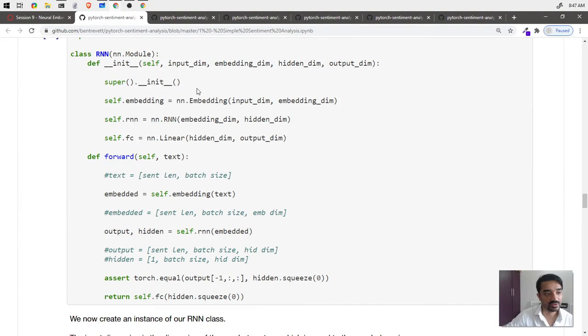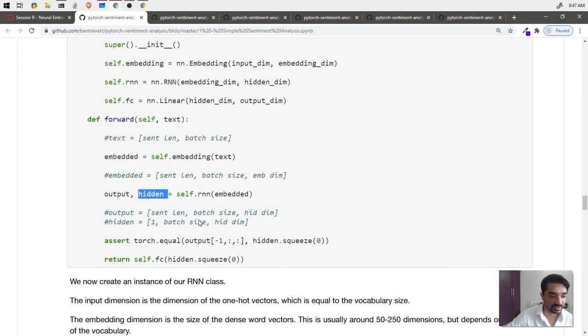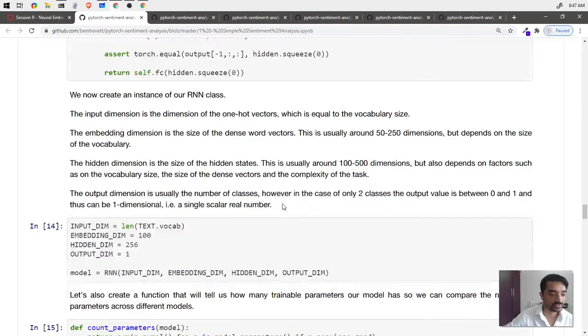This is the model. Now embedding again, input dimension, embedding dimension. We are not borrowing any embedding layer right now. We just borrowed a tokenization. And if you look at the forward function, embedding, self.embedding, output, hidden, RNN, the embedding goes into the RNN and literally predicts output and hidden, and that's all. So that's all we're doing.